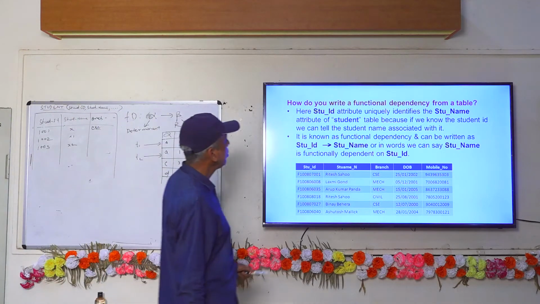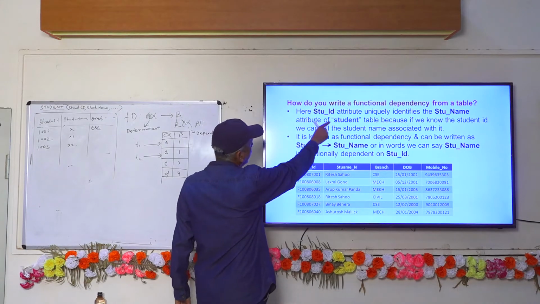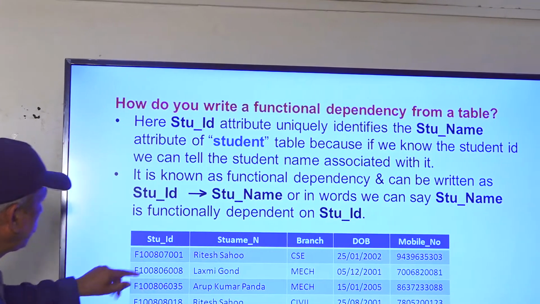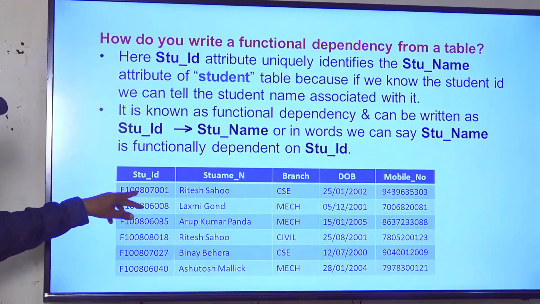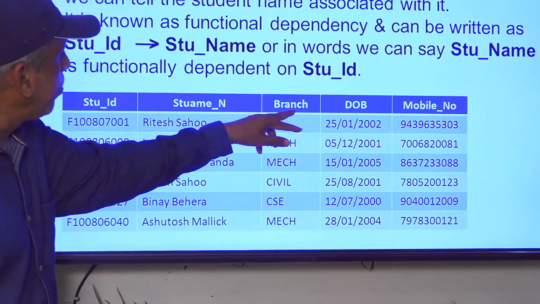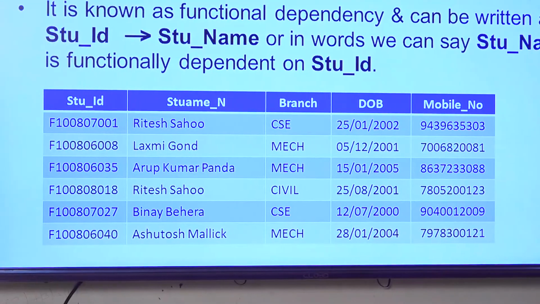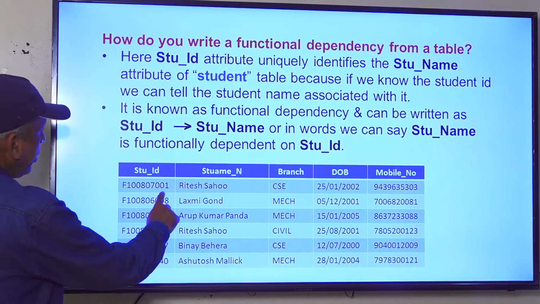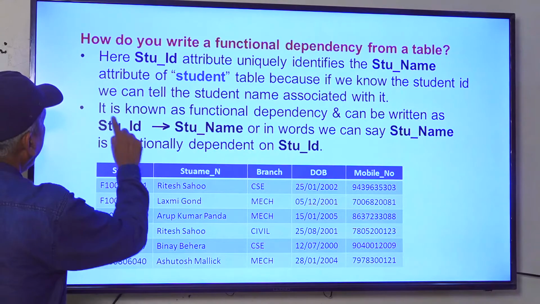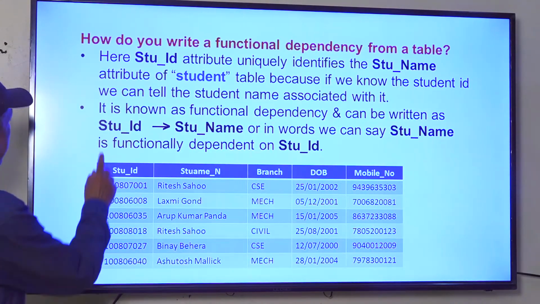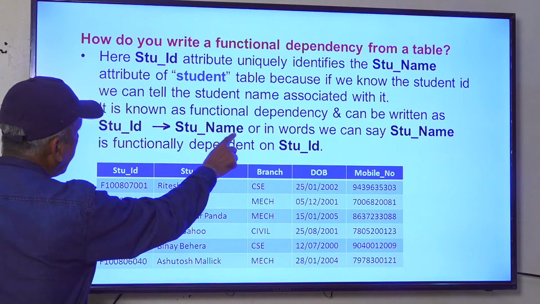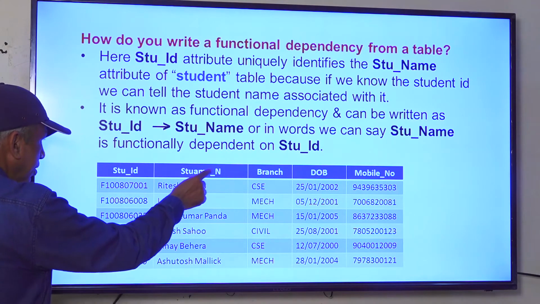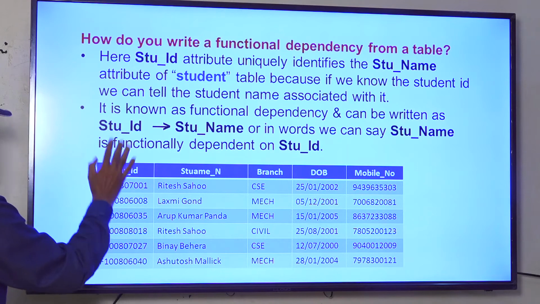How do you write a functional dependency from a table? Suppose the student ID attribute uniquely identifies the student name attribute of the student table. This is our student table. In this case, different attributes are there: student ID, student name, branch, date of birth, mobile number, like that. Right? Now student ID and student name. This student ID corresponds to the student name, and it is known as the functional dependency and can be written as STUID arrow student name. In other words, we can say student name is functionally dependent on the student ID.